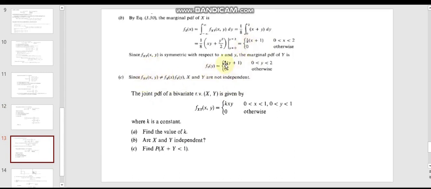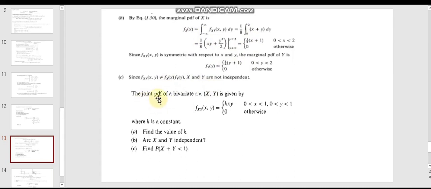1/4 multiplied by 1/4 is equal to 1/16, and when I multiply (x + 1) by (y + 1), this is not equal to the joint PDF of x and y. So I can say that x and y are not independent.